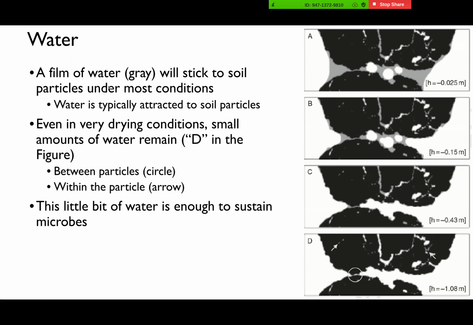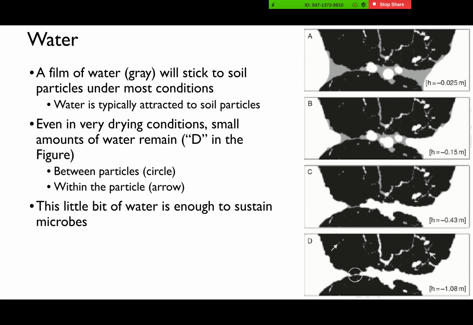Some soil. So we have a film of water here in gray, as we can see here. And what we see in black would be our soil particles. And the white is just like air pockets. So what you're seeing here is that in the presence of the soil particle, the water is physically sticking to the soil particles. Water is actually attracted to soil. Most soil particles carry some sort of charge.